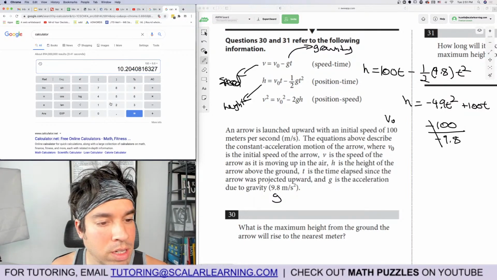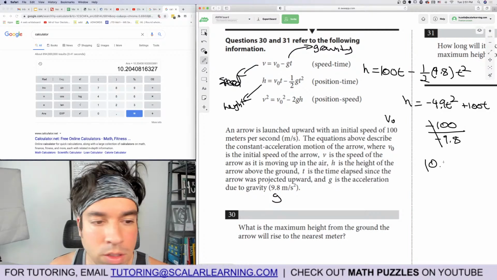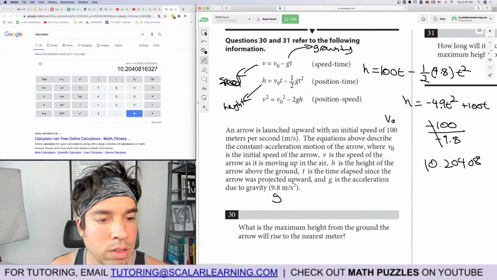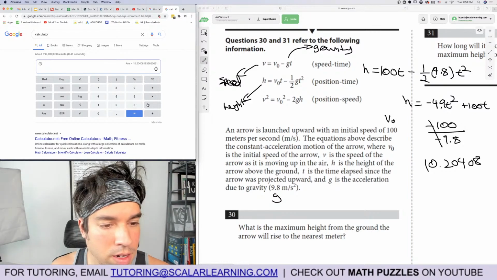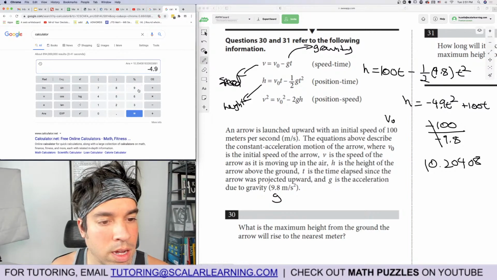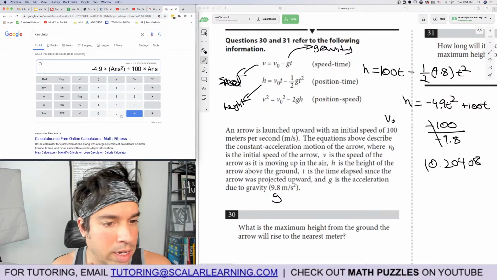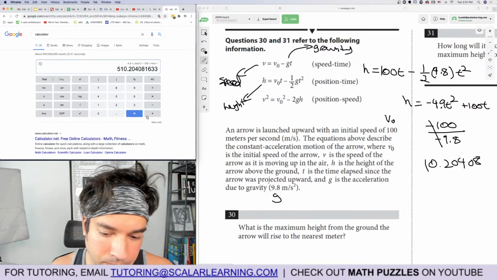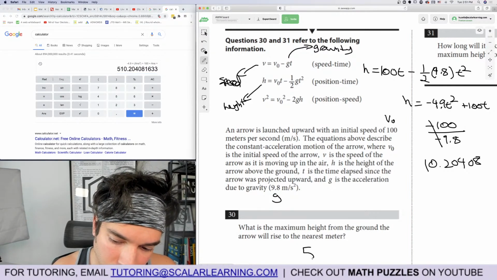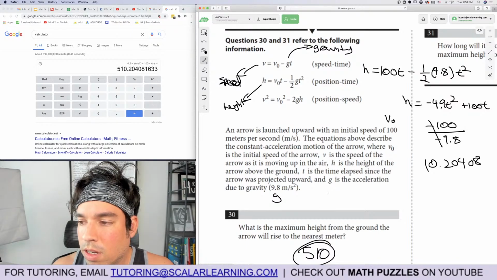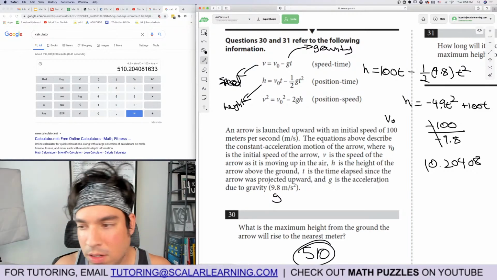So now if I plug that in, so I say negative, oh shoot. So let's just say 10.20408. Okay. So I say negative 4.9 times second answer squared plus 100 times second answer, 10.2 seconds, equals 510. Okay, I think I got that right? So it's shooting up, and then gravity is pulling it down. I think that makes sense.